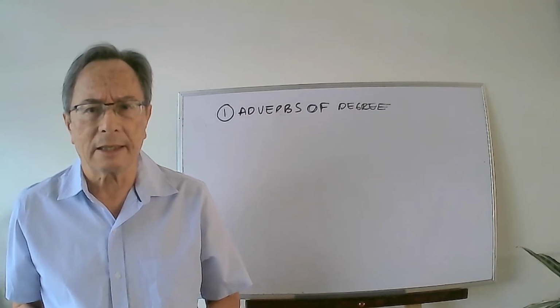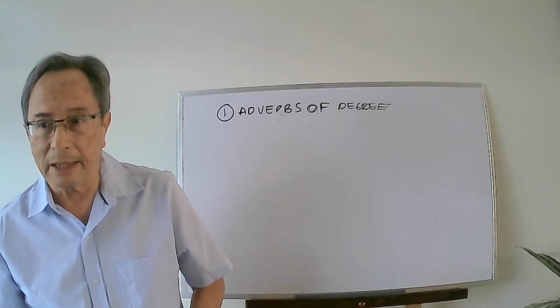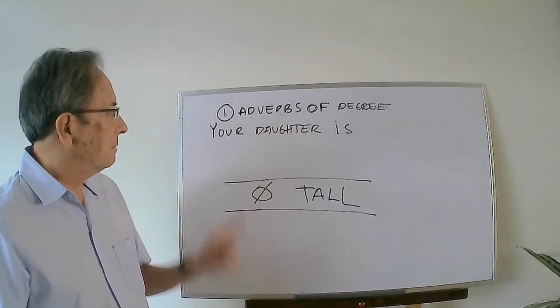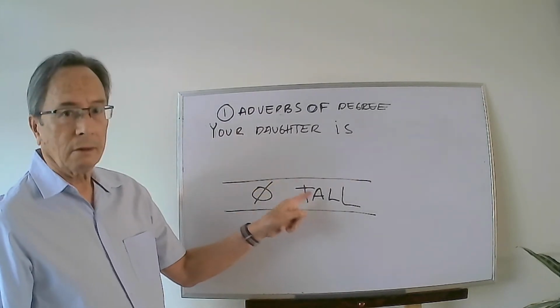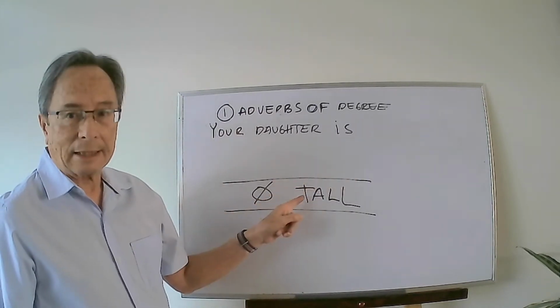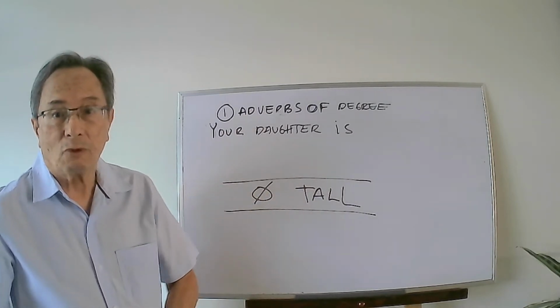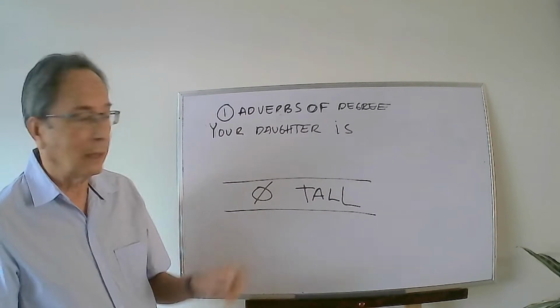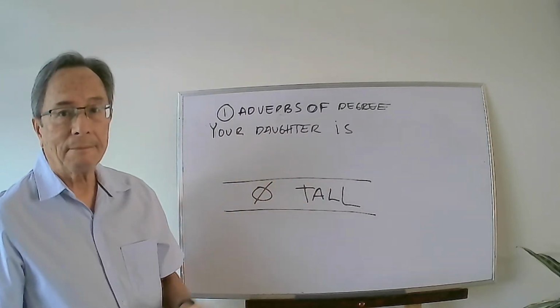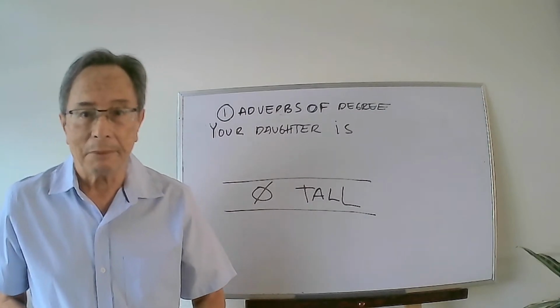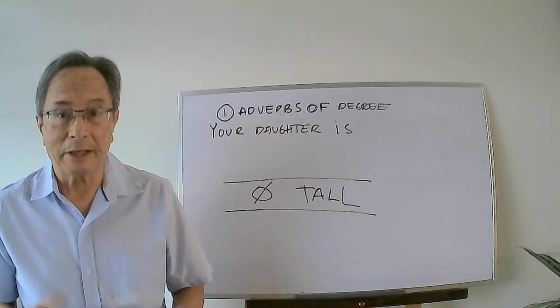Okay, let's take a look at an example. Vamos a ver un ejemplo, okay? Alright, we have an example here. It says, your daughter is tall. Tu hija es alta. Sin nada enfrente. No hay especificador. No hay un cuánto. No hay adverbio. Okay, your daughter is tall. Tu hija es alta. Now we're going to put some adverbs. Ahora vamos a poner adverbios de especificación de cuantía.